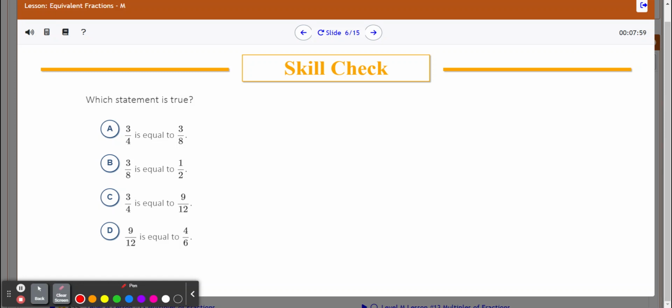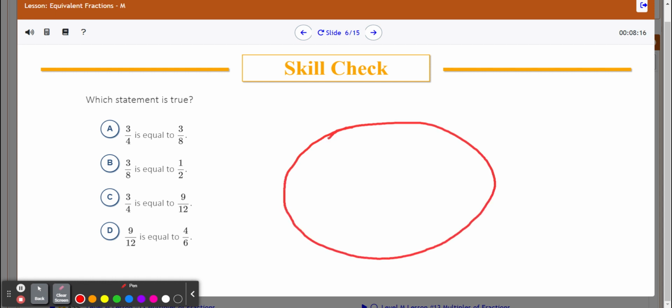Lesson 10, equivalent fractions. Equivalent fractions are two fractions whose numbers are different, but they represent the same fraction of a whole. So let me start off by giving an example. All right. Let's look at this pizza right here. So I'm going to cut this pizza in half right here.